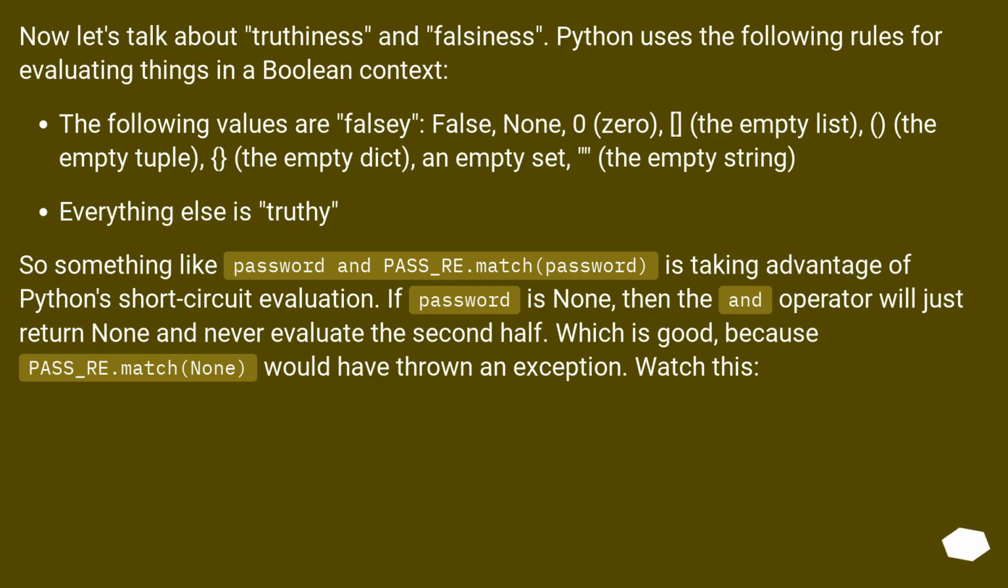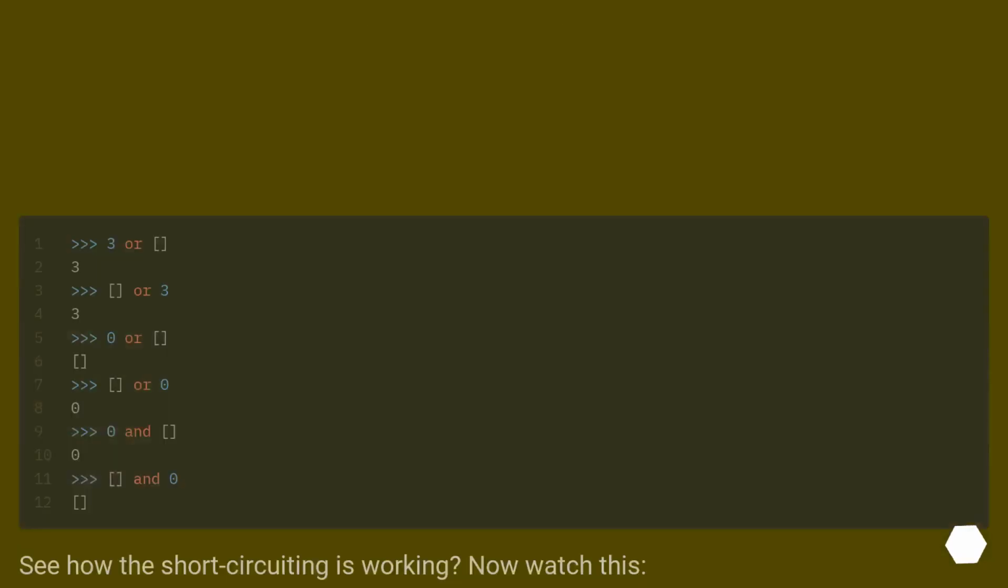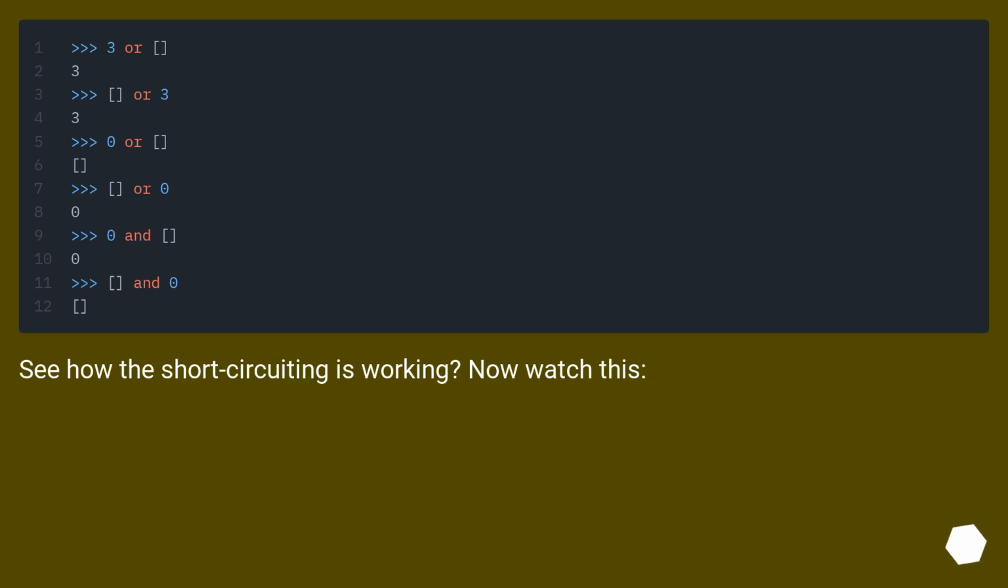So something like password and pass_re.match(password) is taking advantage of Python's short-circuit evaluation. If password is None, then the AND operator will just return None and never evaluate the second half. Which is good, because pass_re.match(None) would have thrown an exception. Watch this. See how the short-circuiting is working?